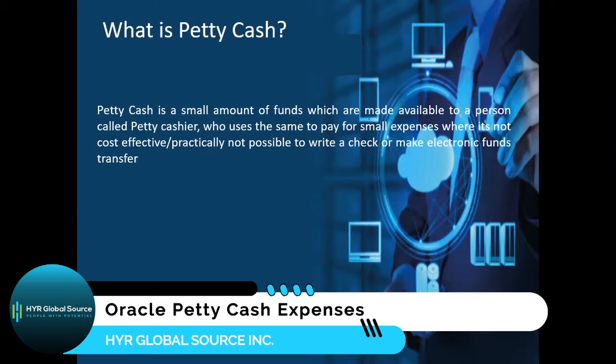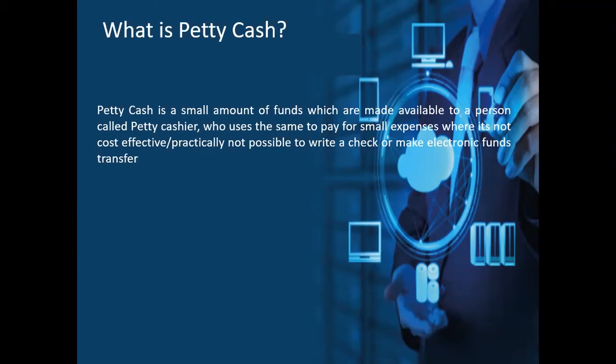person by name, a person called a petty cashier, and he uses the petty cash to pay for small expenses where it's not cost effective or practically not possible to write a check or make an electronic funds transfer. So basically, in any live business environment, a specific amount is withdrawn every week or every month from the bank account and given to the petty cashier, and it is the petty cashier's responsibility to appropriately use those funds for petty cash expenses, and he needs to maintain a record of all the expenses.